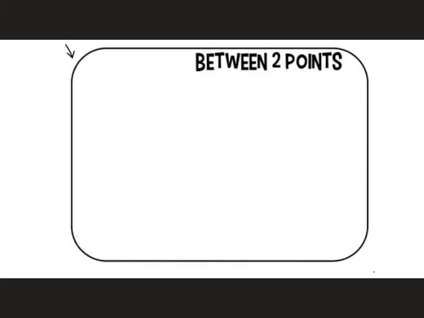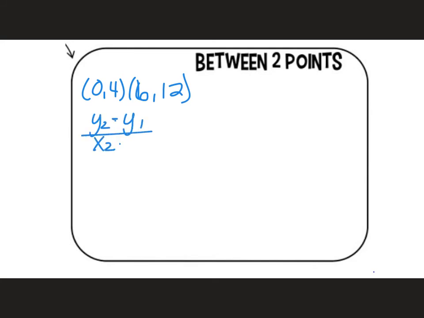All right, so let's look at finding slope between 2 points. Let's say I give you the ordered pair 0, 4, and 6, 12. There's our ordered pair. Now, some of us have a hard time keeping track. The equation is actually y2 minus y1 over x2 minus x1. But for me, that can be a little bit tricky.